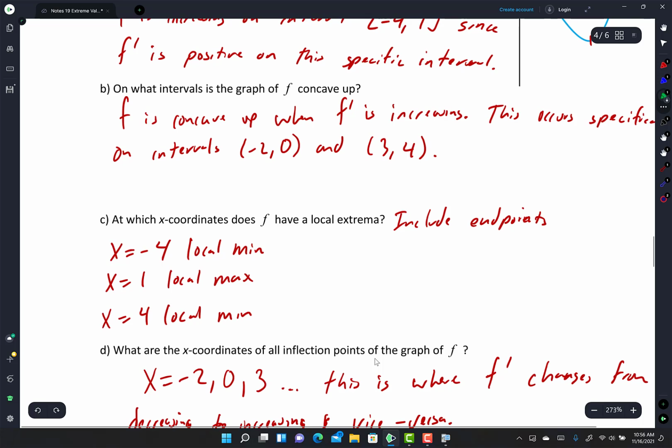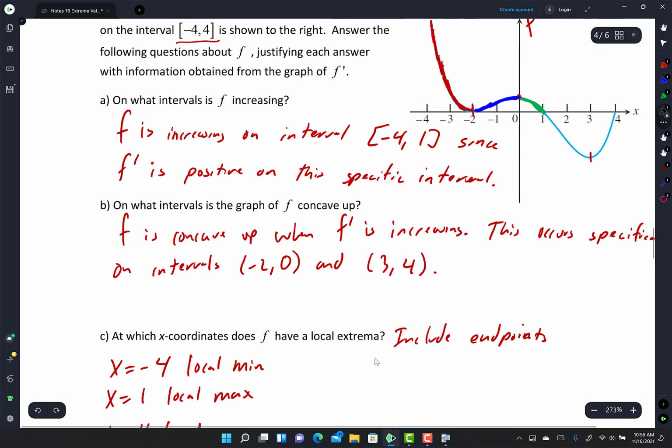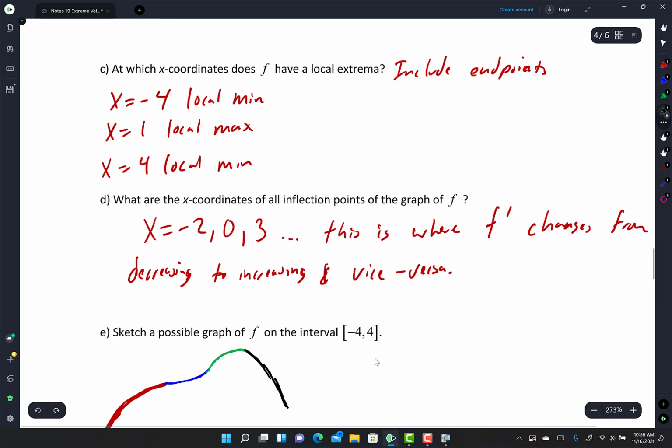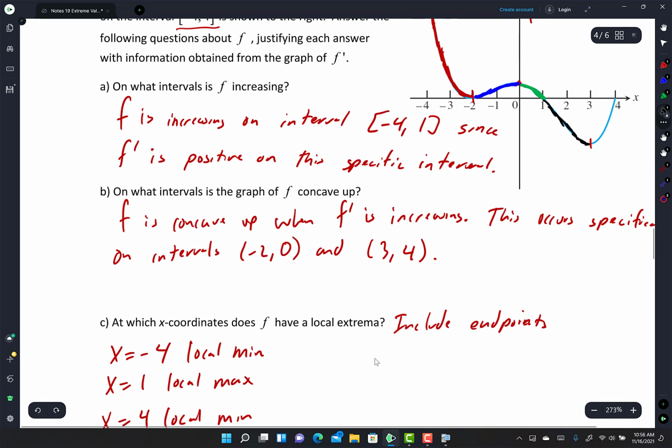And now let me change the color again. Let's put it to black. All the way to 3. So from 1 to 3, F is decreasing because F prime is negative. And F prime is decreasing, so that means I'm also concave down. So decreasing, concave down. Oh, that's a good one right there. And then let's change my color again, to red.